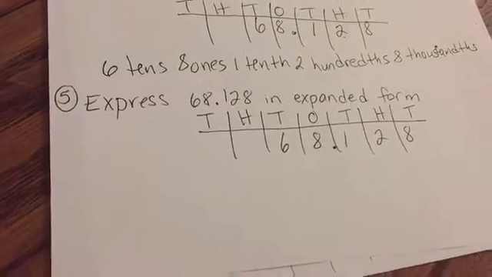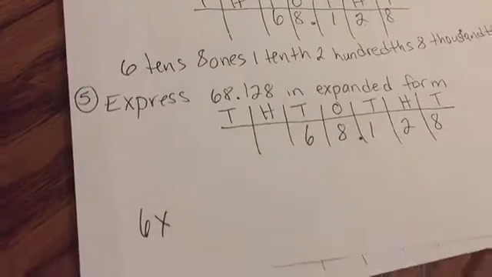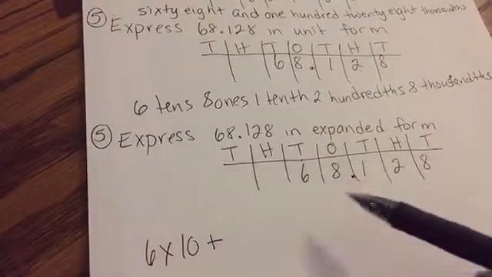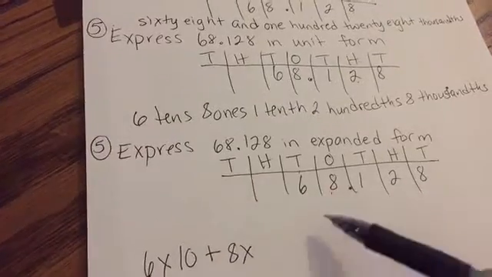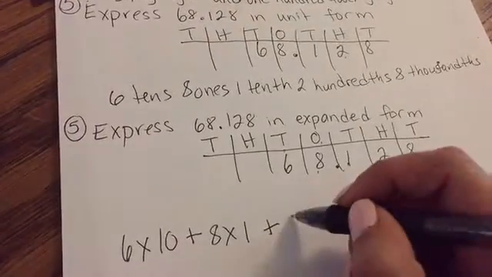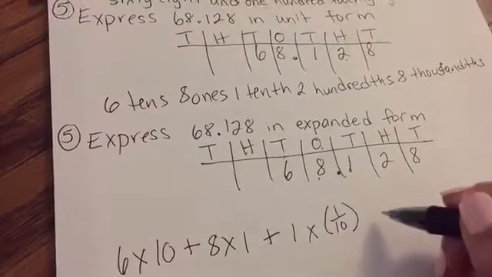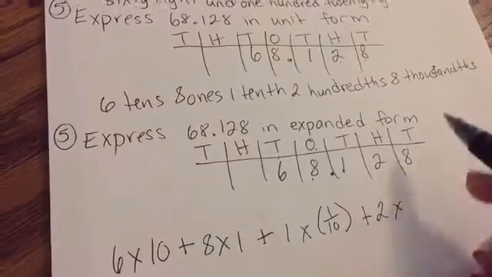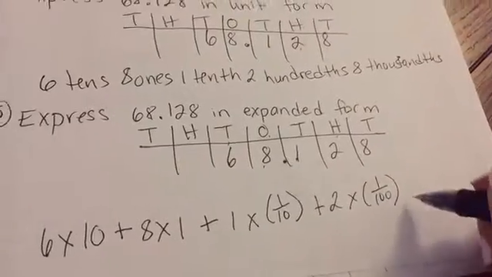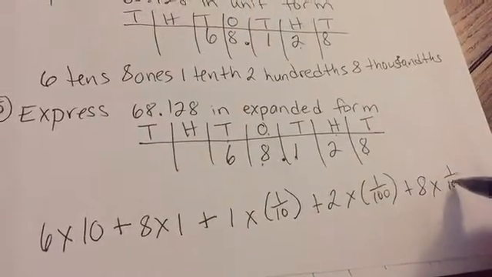And here we're going to express the exact same number, but in expanded form. Again, we're going digit by digit. So it would be 6 times, since the 6 is in the tens place, we represent that with the number 10. Plus 8 times, 8 is in the ones place, so we represent it with the number 1, plus the 1 times, since the 1 is in the tenths place, we represent it with the 1 tenth, plus 2 times, since the 2 is in the hundredths place, we represent it with 1 hundredth, plus 8 times, since the 8 is in the thousandths place, we represent it with 1/1000.